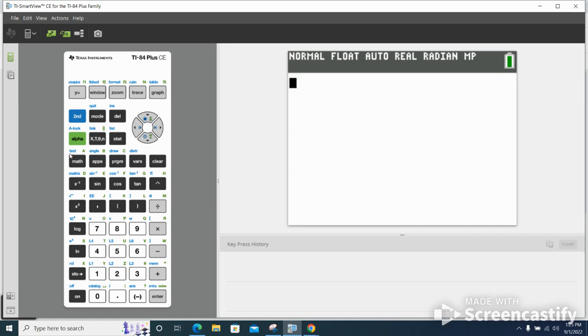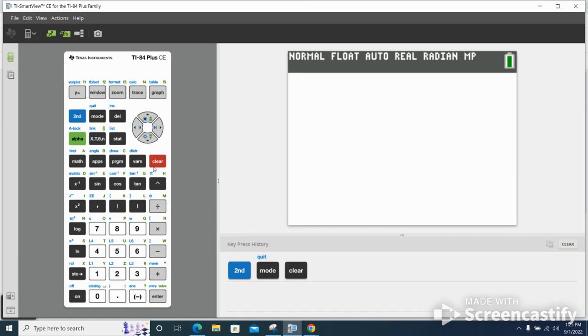So anytime I want to use something printed in blue, I have to hit that second button first. There's also some stuff in green. That's the alpha button. Okay. So if you want something that's printed in green, you hit alpha and plug it in. If you want something printed in blue, hit second. But what I want all of you to do is hit the second button and hit mode. And what that does is that takes you to the home screen. It quits wherever you're at, takes you to the home screen. And if you don't have your screen clear, hit the clear button.